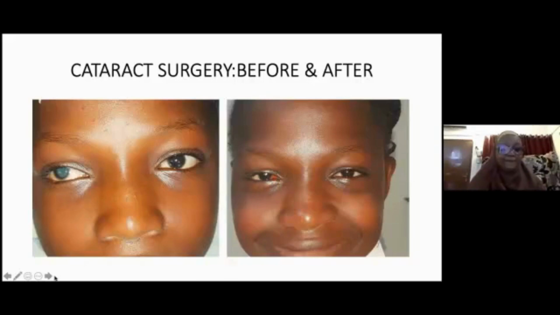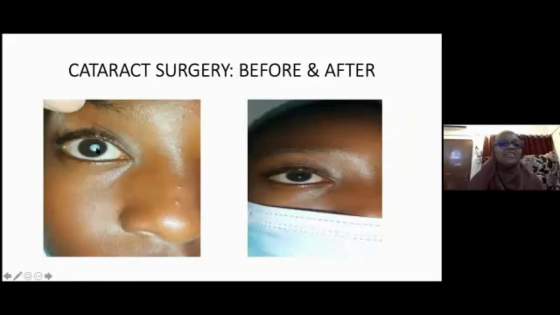Now, again, this is another cataract. So again, you can see that white, unmistakable cataract, and then you can see the other eye absolutely clear. This is about a week or two after surgery. So typically the redness is receding.